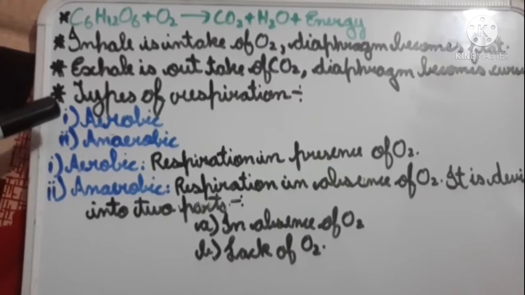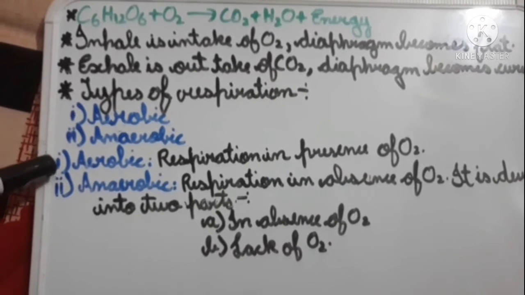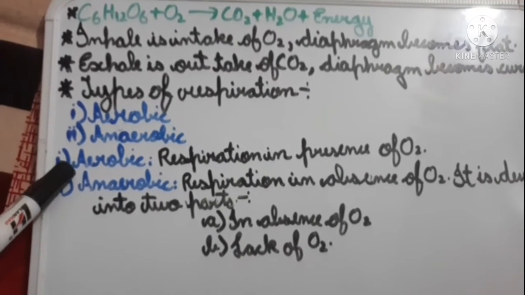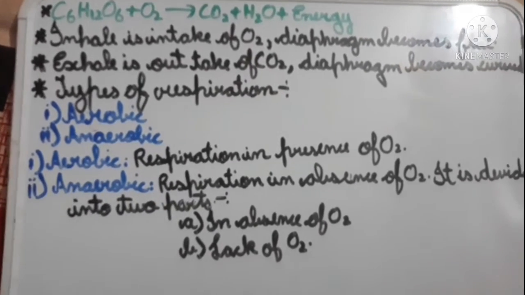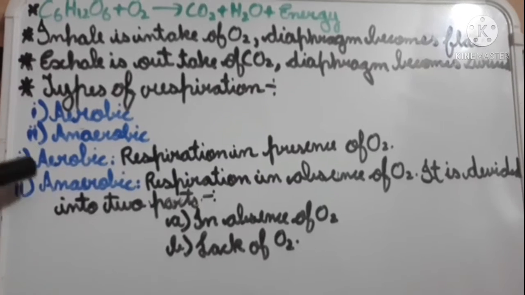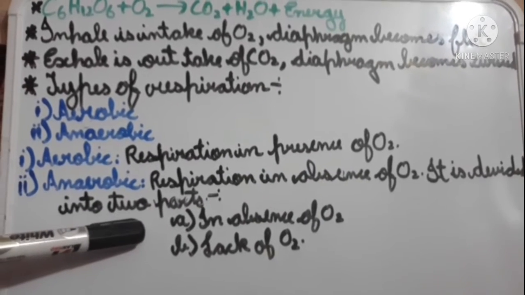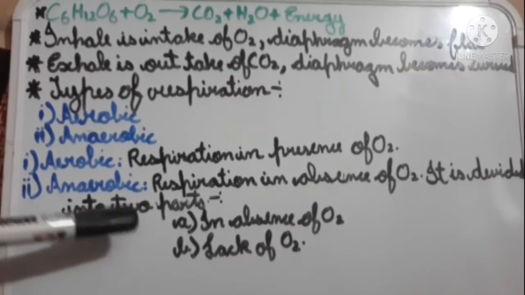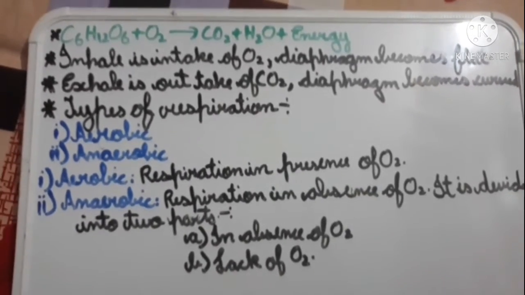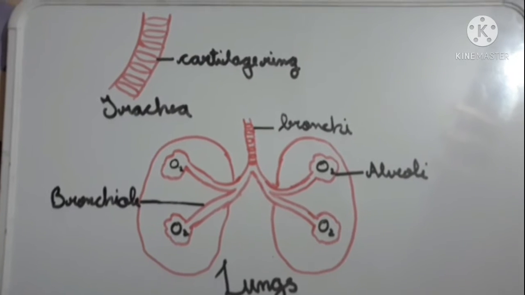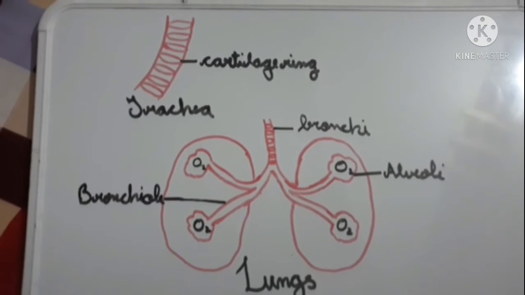What are the types of respiration? Aerobic and anaerobic. What is aerobic? Respiration in presence of oxygen is aerobic, and anaerobic is respiration in absence of oxygen. It's divided into two parts: A, in absence of O2, and B, lack of O2.